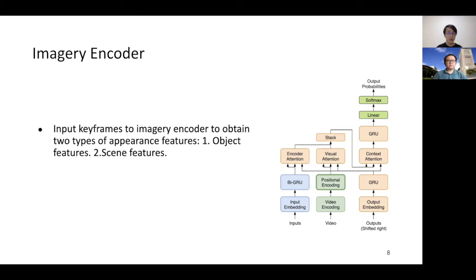Video description often describes objects and things in the video frames. As we talked about in the core idea section, there are two types of appearance features we would like to obtain from videos: object features and scene features. Here, we also use the keyframe as input to the imagery encoder.